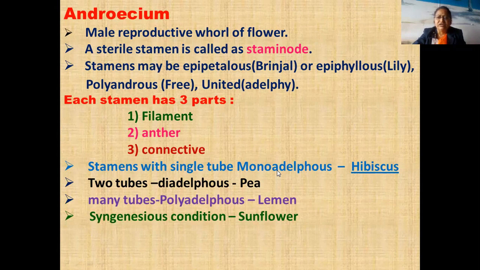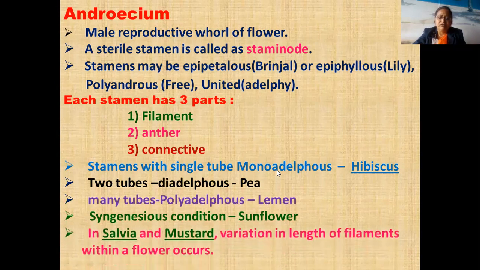Syngenesious condition, example is sunflower. This is an NCERT point. In salvia and mustard, there is variation in length of filament. Long filament and short filament are observed. So variation in length of filaments within a flower occurs.